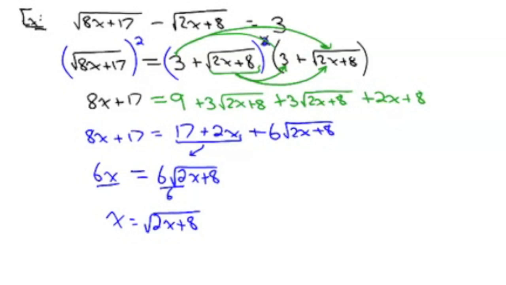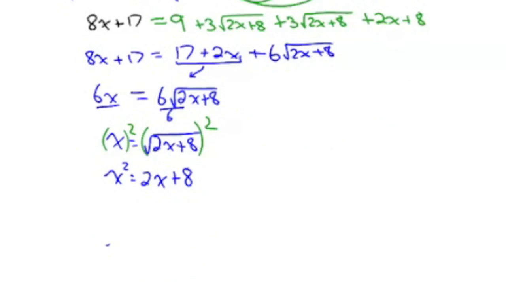Start all over again. Square both sides. So you square this side, you square this side. Seems like we've been doing this forever. So you get x squared is equal to 2x plus 8, and we're almost done. Next step. So you get positive x squared minus 2x minus 8 is equal to 0.